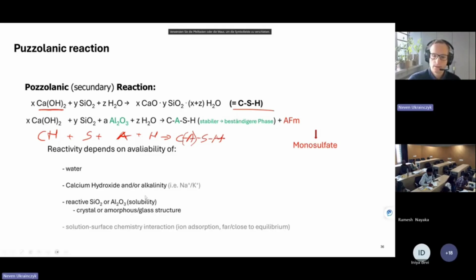Nowadays, it's mainly empirical kinetics to really model the Pozzolanic reactions. It's mostly empirical models.